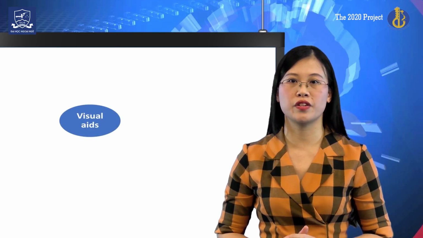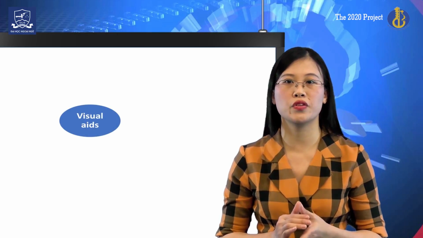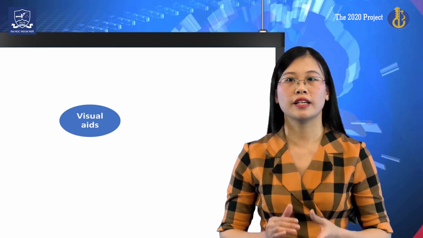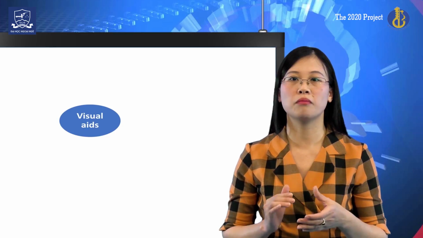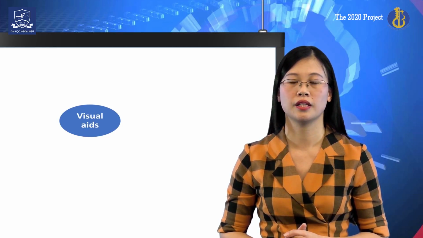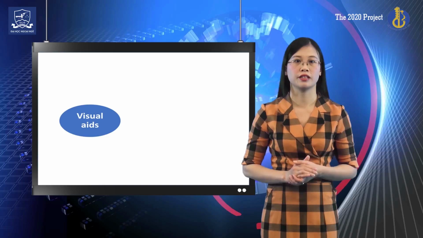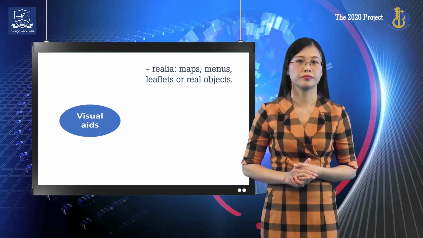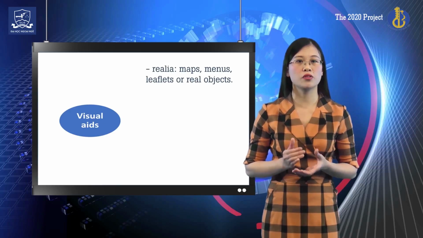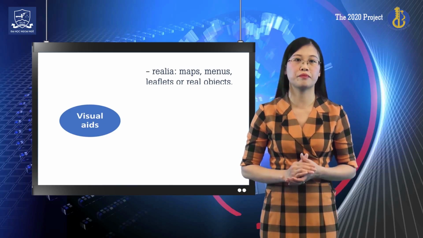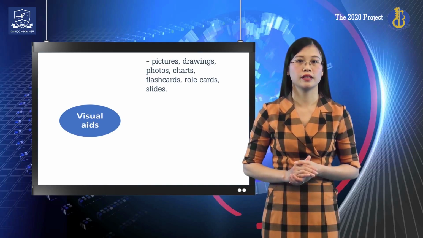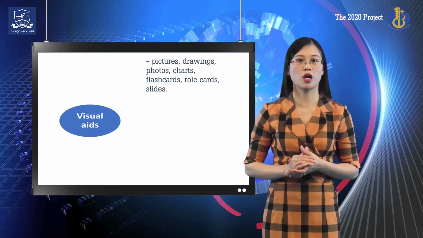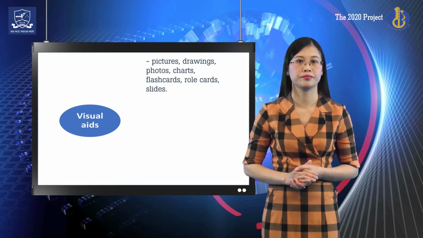The second type is visual aids. They are so-called visual aids because they mainly involve the sense of sight. They can take many forms, but the most common are realia. Some examples of realia are maps, menus, real objects. The second most common examples of visual aids are pictures, drawings, photos, charts, flashcards, roll cards, or slides.